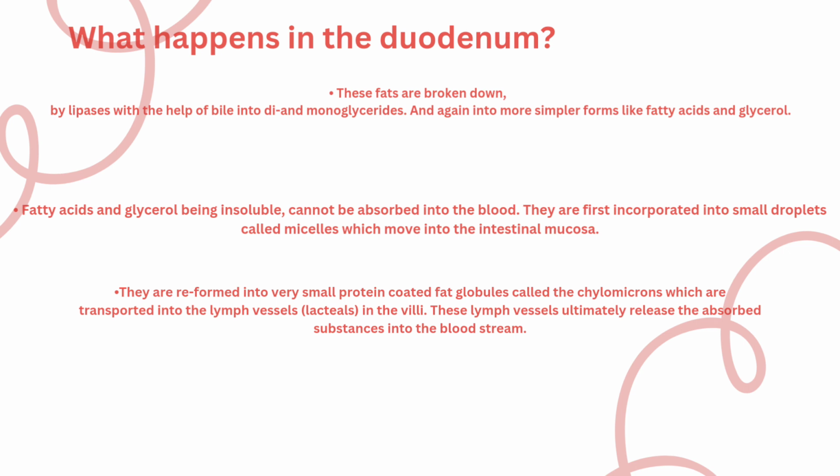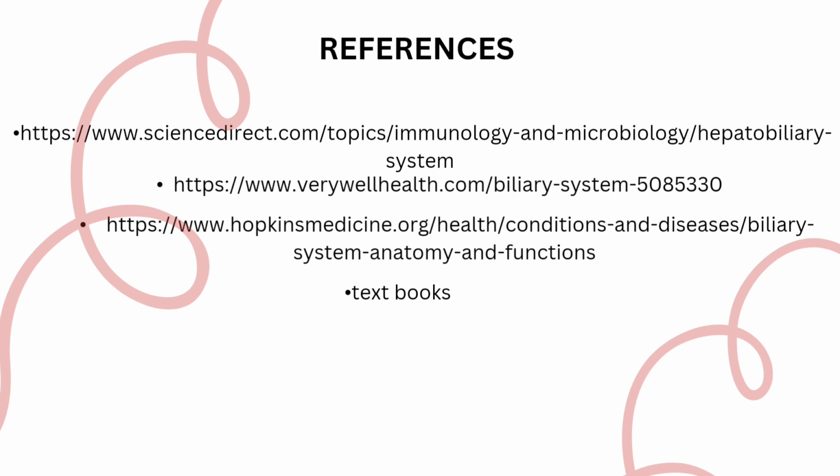They are reformed into very small protein-coated fat globules called chylomicrons, which are transported into the lymph vessels in the villi. These lymph vessels ultimately release and absorb substances into the bloodstream.